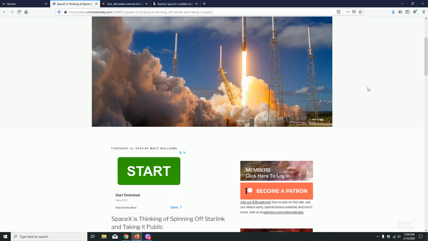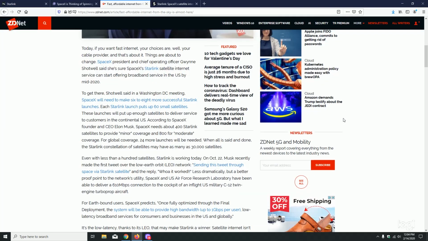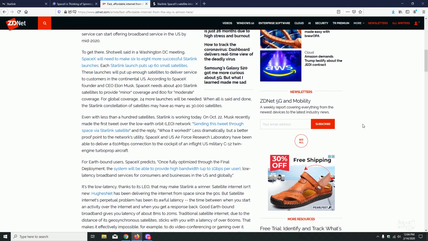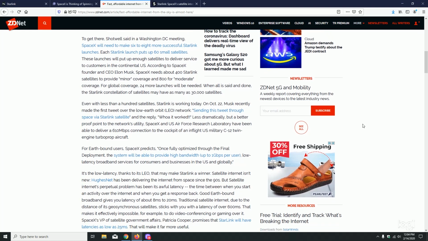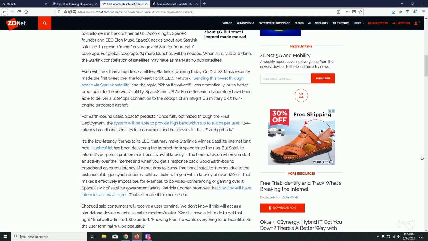So I'm actually really liking the way everything's going so far. A lot of you may already know, on October 22nd, Musk made the first tweet over low Earth orbit, and it said, "sending this tweet through space via StarLink satellite," and there was a reply, "whoa, it worked." SpaceX and the U.S. Air Force Research Laboratory were able to deliver a 610 megabyte connection to the cockpit of an in-flight U.S. military C-12 twin engine turboprop aircraft.